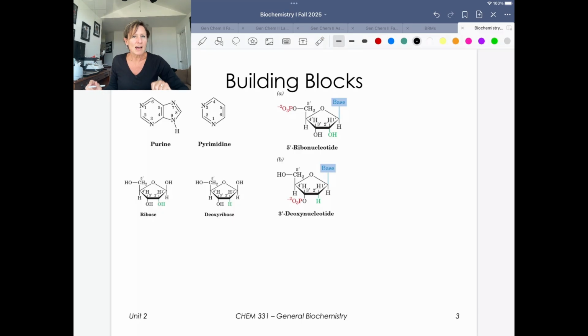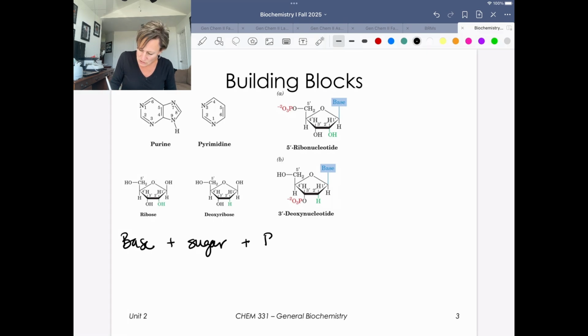So only 2 slides here in this first section, thinking about the structure. I'm going to talk a little bit about what the monomer building blocks are for nucleic acids, and those building blocks are nucleotides. Nucleotides have 3 pieces to them. They're going to have a base, a sugar, and between 1 and 3 phosphate groups. And that has to do with whether they are a nucleotide monophosphate, diphosphate, or triphosphate.